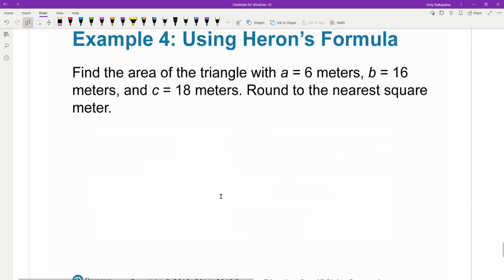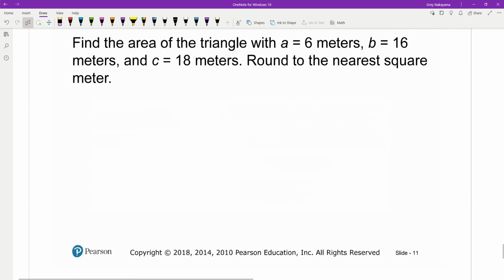So let's look at this. Find the area of a triangle with A equals 6 meters, B equals 16 meters, and C equals 18 meters. Round your answer to the nearest square meter. So you've got the formula. Area equals S times S minus A times S minus B times S minus C. I got to go find S. So S is 1/2 of my perimeter. My perimeter is 6 plus 16 plus 18. So that's equal to 20.